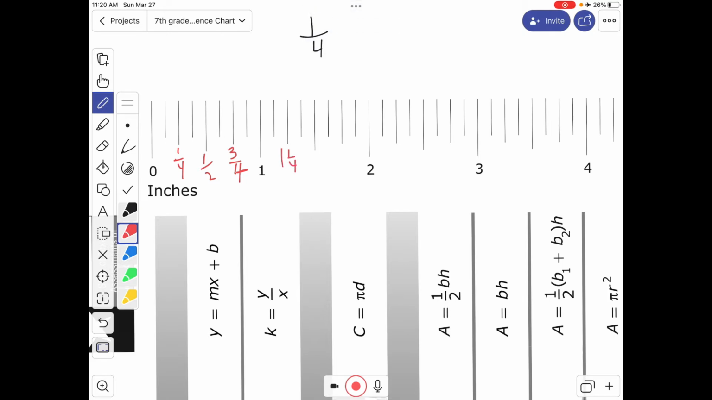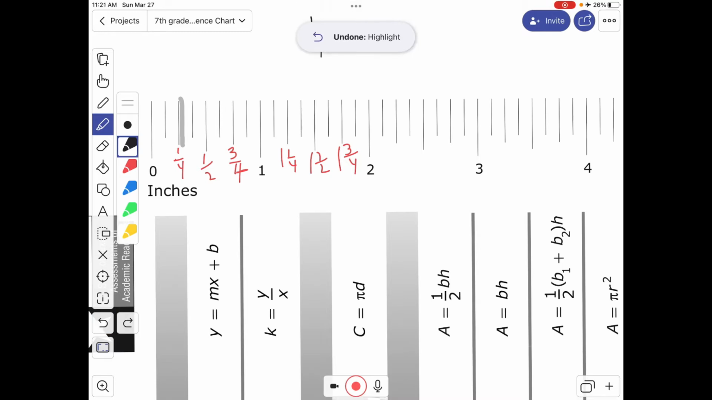And then the next one would be 1 2/4, or 1 1/2. And the next one would be 1 3/4. And so on. So look for the lines that are just a little bit longer. Those are the 1/4 marks.